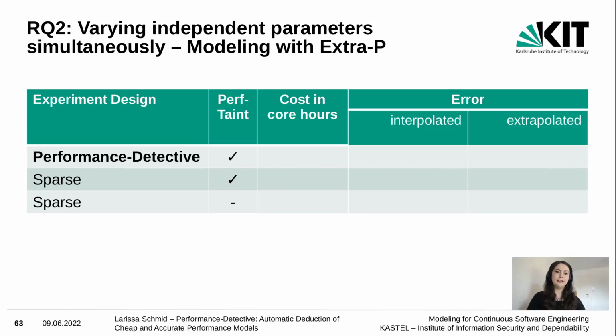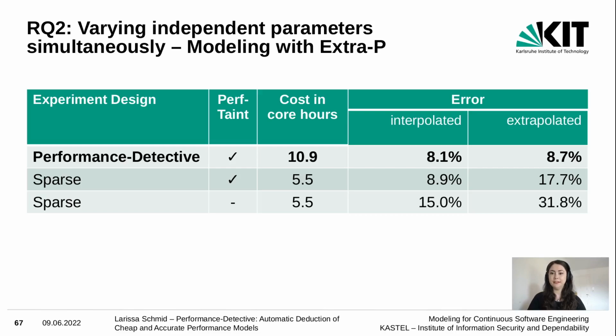So compared against the sparse modeler, where we only use 5 values per parameter and 1 point of interaction, we can see that for this case study, the usage of the sparse modeler is even less expensive than the usage of the experiment design deduced by performance detective. However, looking at the errors, we can see that the error of the sparse modeler is a lot higher for the extrapolated test set, around 17%, and without the use of Perf-Taint, the sparse modeler even has an error of around 30% for the extrapolated test set, which is quite high.